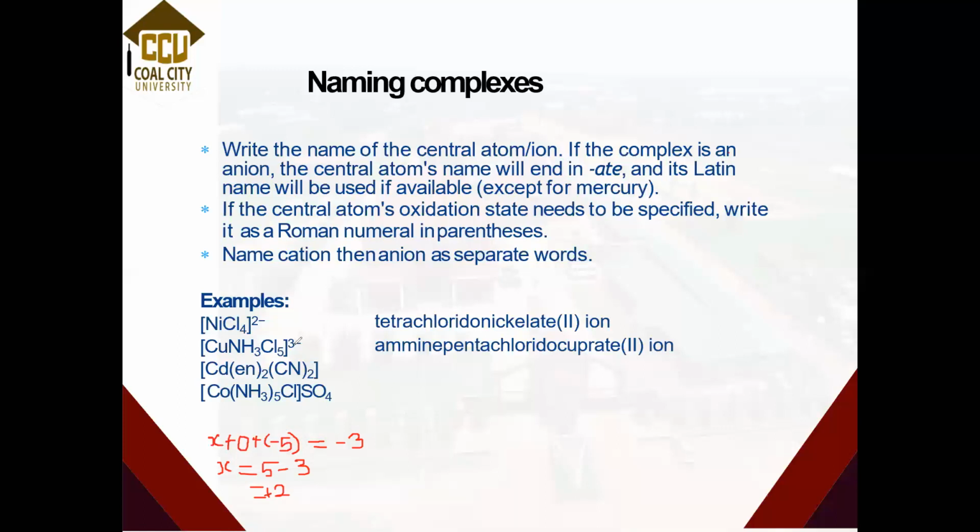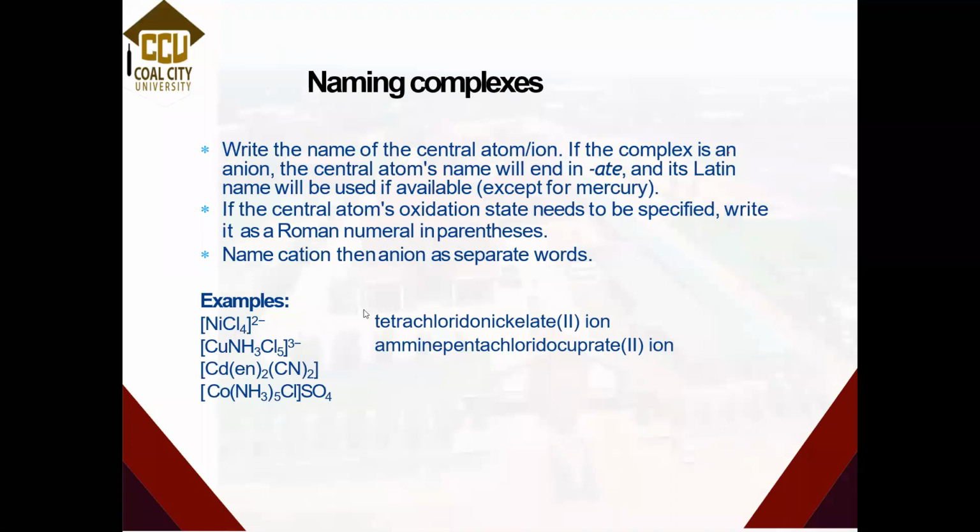So therefore, if I want to name it, I say this is amine pentachlorido cuprate 2- ion. Why am I calling it cuprate? It's because the overall charge of this complex is negative, so the overall complex is anionic in nature. Therefore, it is going to have the name cuprate 2- ion. So that is how to give the correct naming.